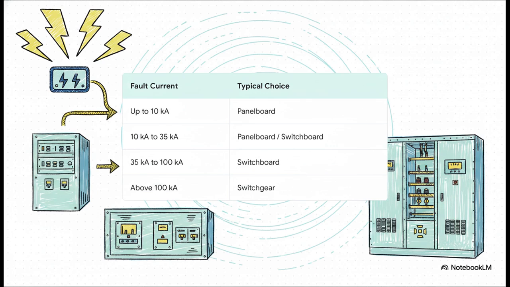So here's your quick screening guide. Dealing with up to 10 kiloamps, a panelboard is fine. Pushing 35 to 100 kiloamps, you're defaulting to a switchboard. Sourcing over 100 kiloamps for low-voltage main distribution, switchgear is usually preferred, or even outright required for safety.